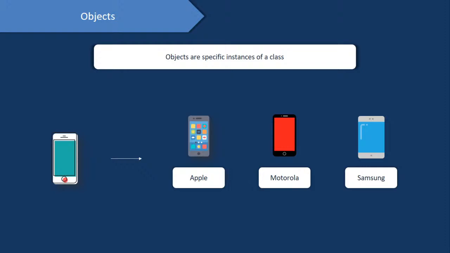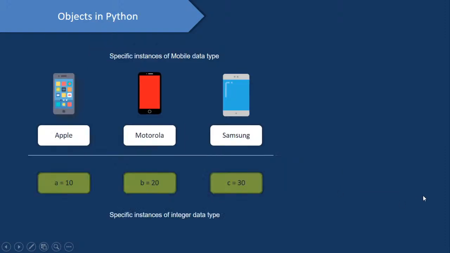Now we will understand what exactly is an object. As it is stated over here, an object is a specific instance of a class. So if we take a mobile, then there could be a lot of mobile brands, isn't it? So you can have Apple, you can have Motorola, and you can have Samsung. So these different brands of this mobile would be what is known as an object.